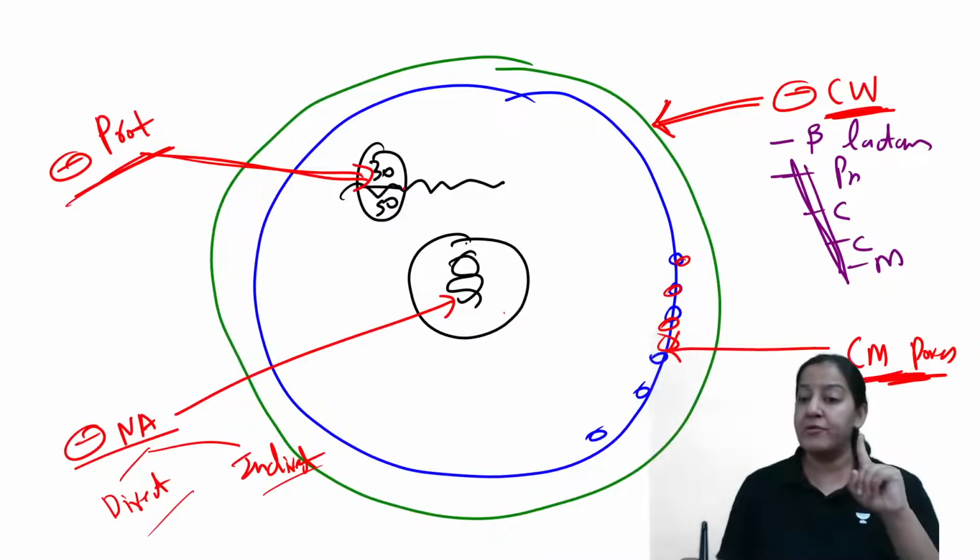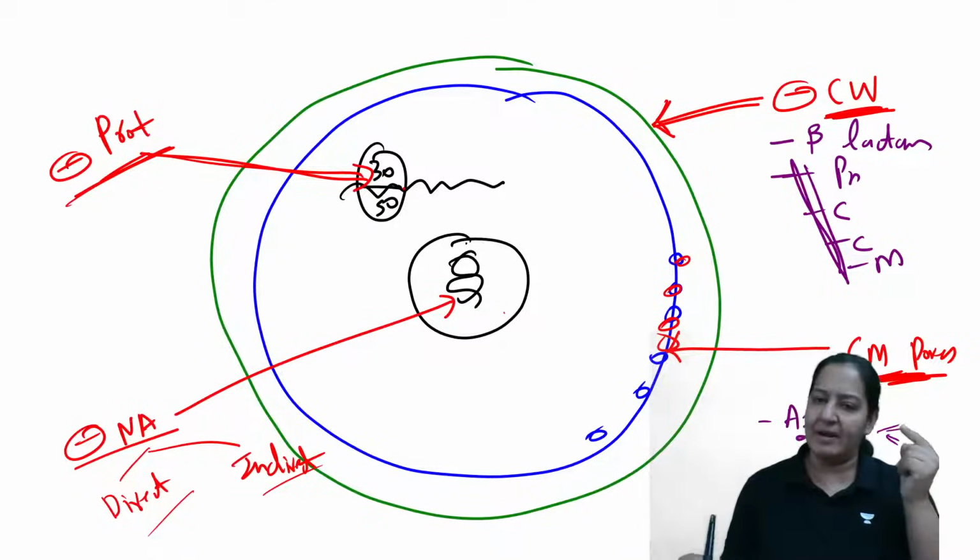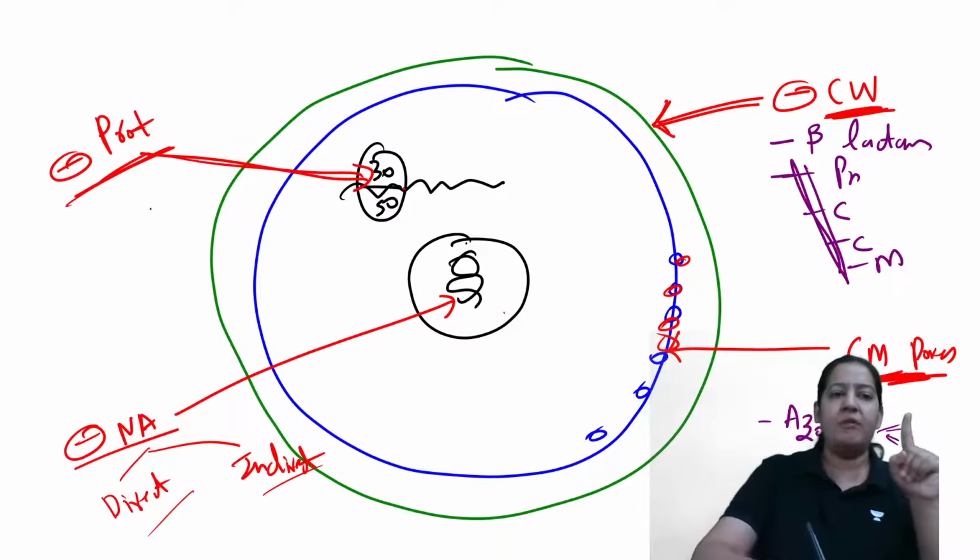Can you tell me the name of the drugs which cause pores in the cell membrane? So all azoles are there. There are many azoles, that is antifungal, and polyenes, that is amphotericin B. So these are antifungal drugs. Can you tell me the name of the drugs which inhibit protein synthesis?